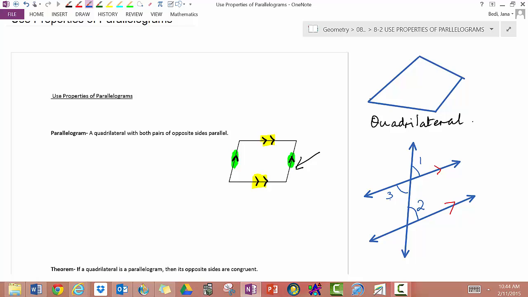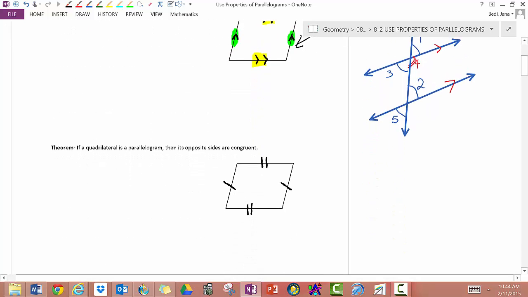Also a reminder, angle 2 and angle 4 are consecutive or same side interior and they are supplementary. Angle 1 and 5 alternate exterior angles are congruent. Okay, you may need some of this information. So this is just a review.